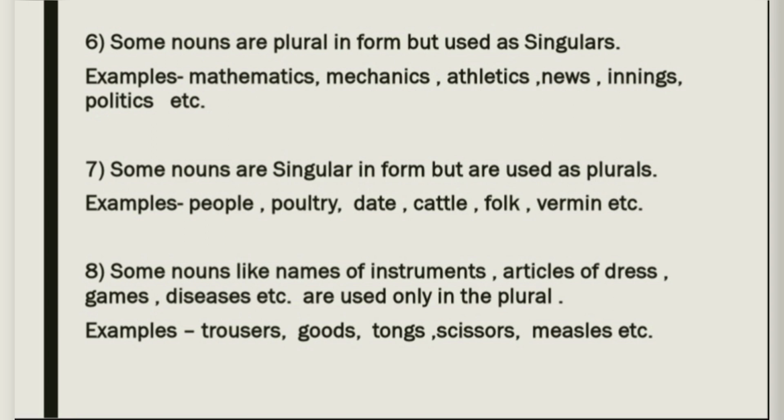The next rule is that some nouns like the names of instruments, articles of dress, games or diseases are used in plural sense. They are used in plural forms. Articles of clothing such as trousers, goods, tongs, scissors, and names of diseases like measles, tuberculosis, okay, are used in plural sense.